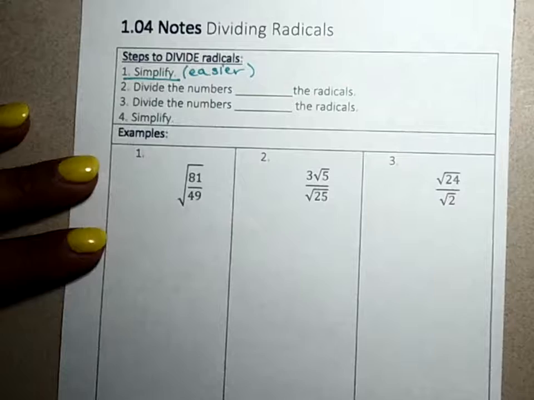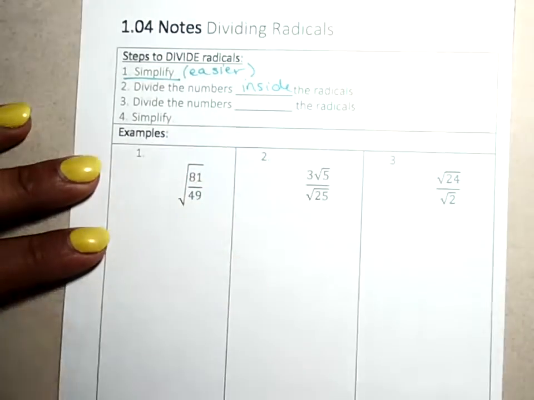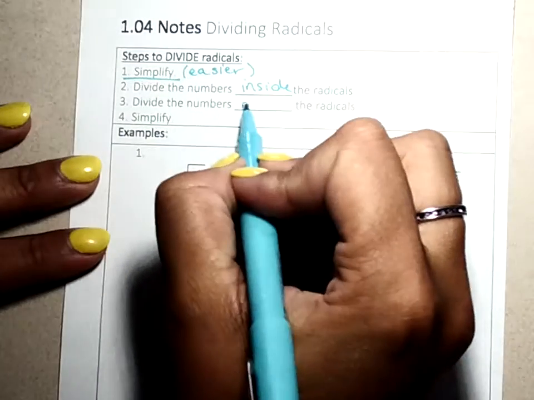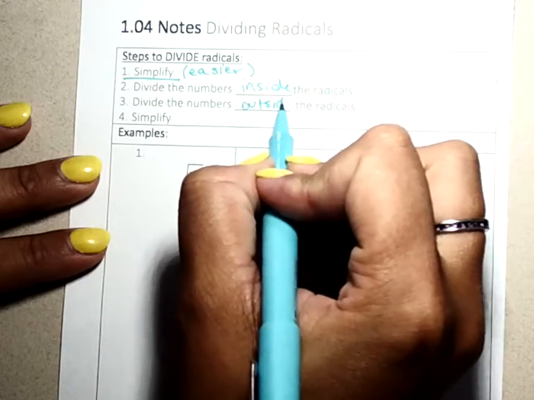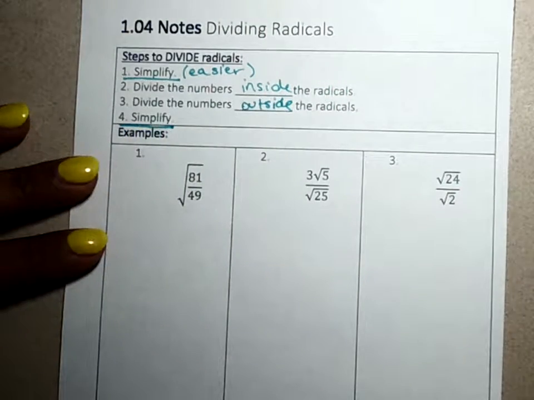Secondly, we're going to divide the numbers inside the radicals, so only numbers inside can divide by one another, and then outside. And then we simplify again, because we want to make sure it's in its smallest form.